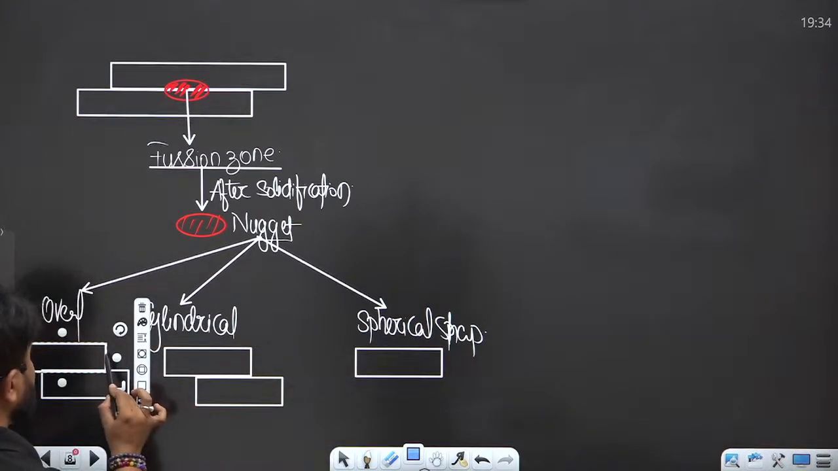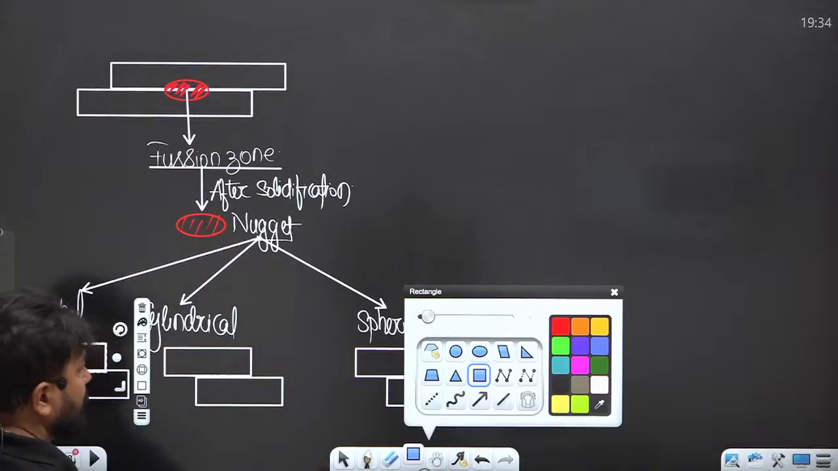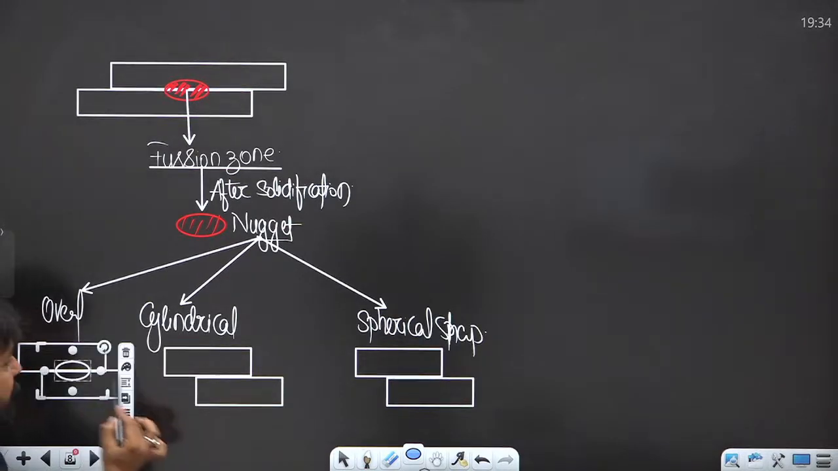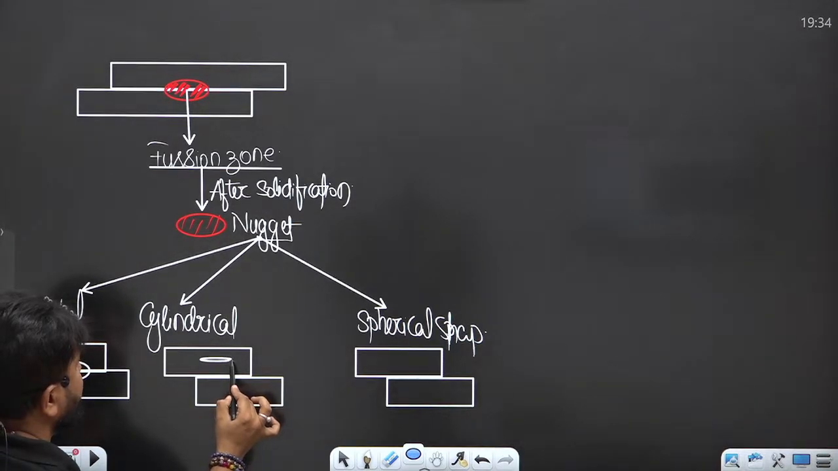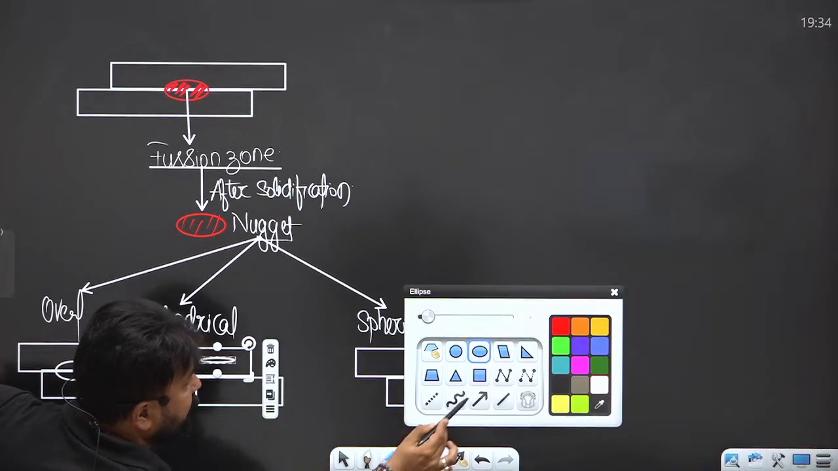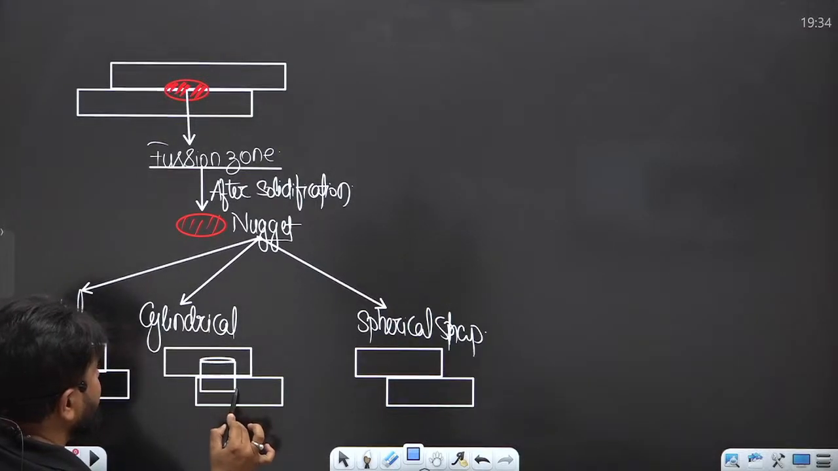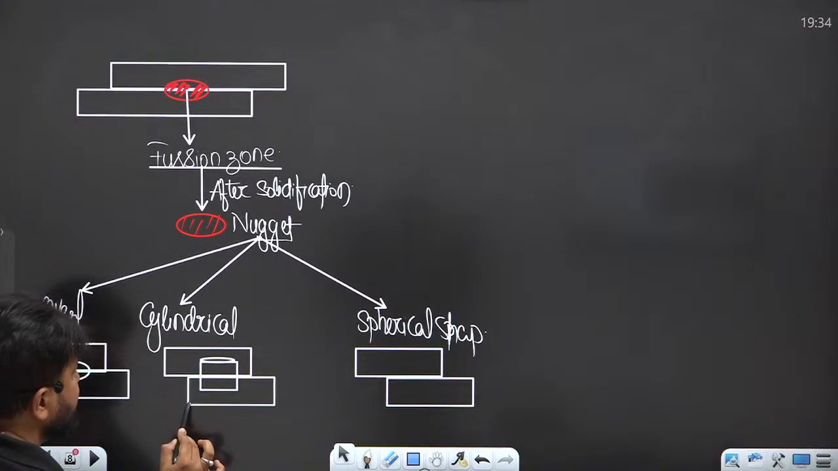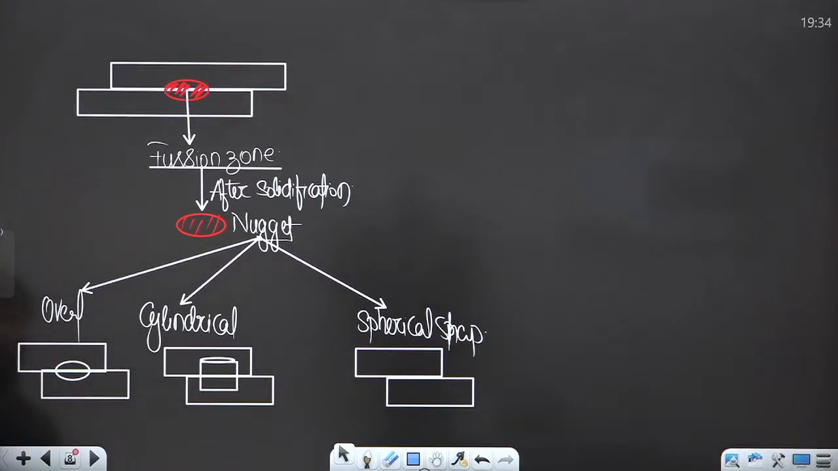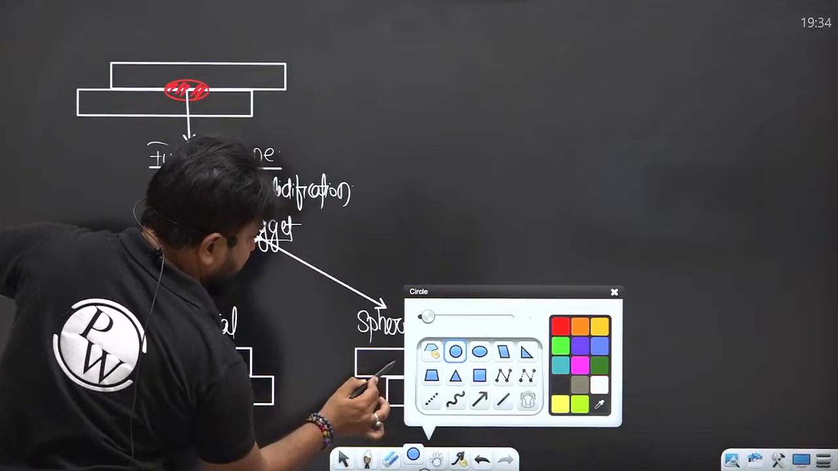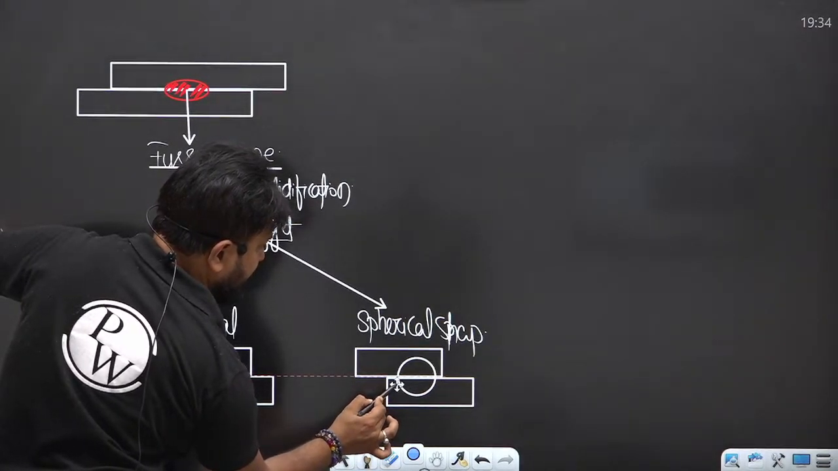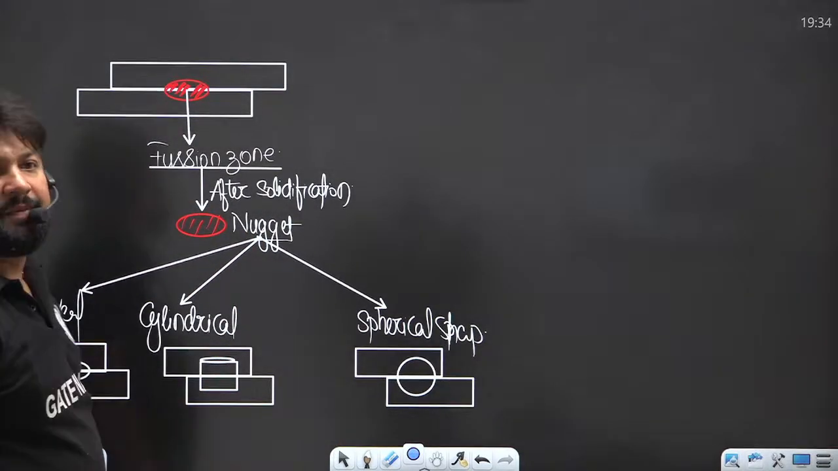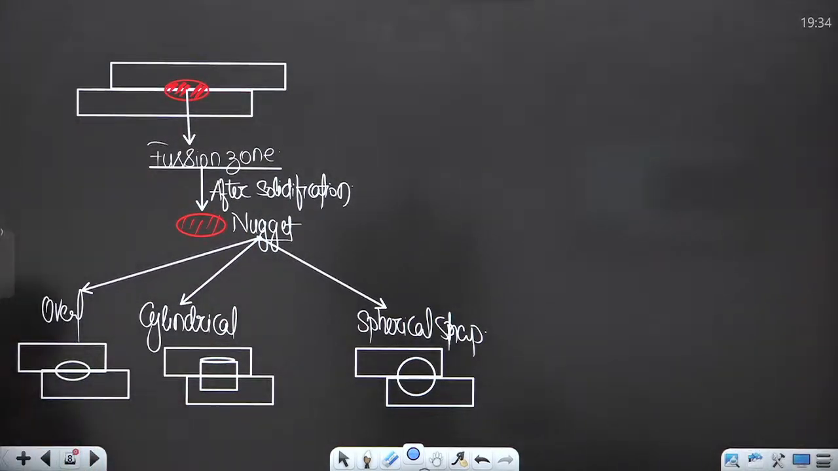Here we have the oval nugget. This is, let's say, a cylindrical nugget. And it may be possible that there will be a spherical nugget in the overlap plate. So it is very important to understand these.